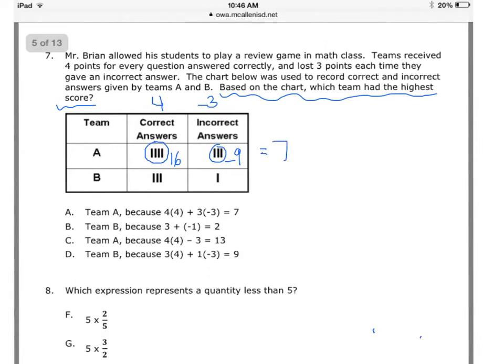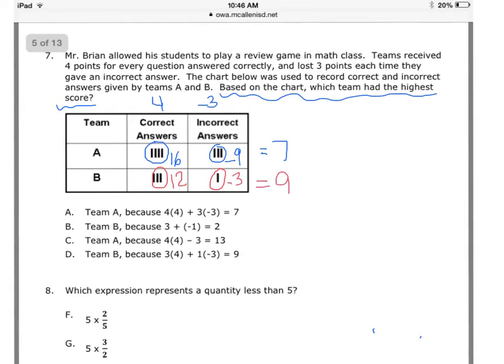Okay, team B. 3 times 4 is 12. Well, right now it seems like they could be the losers because team A had 16 correct points and they only had 12. But how many incorrect ones did they get? They only got 1 incorrect. This game doesn't even seem fair because they didn't do the same number of problems. All right, so minus 3. 12 minus 3 is 9.